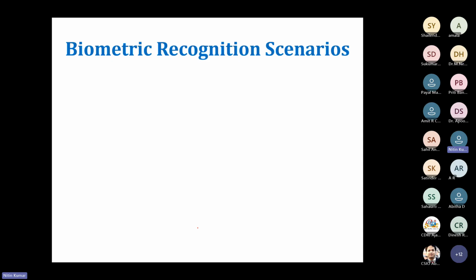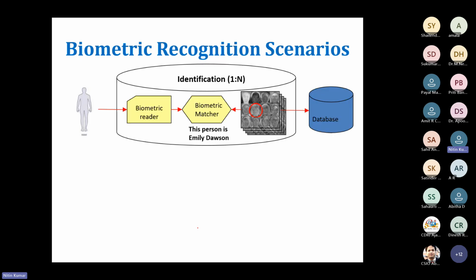Now we will discuss more of the biometric part. These healthcare applications we have discussed, and where they are useful in the healthcare part. Now, biometric recognition: basically, how we can recognize. Recognition has two components. One is known as identification.